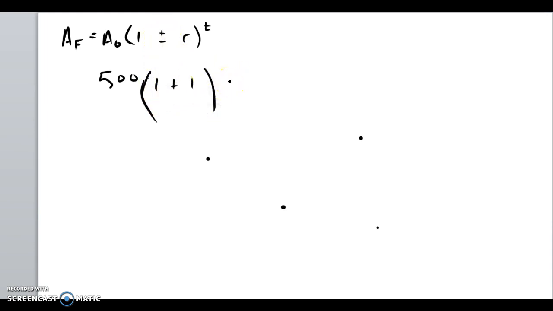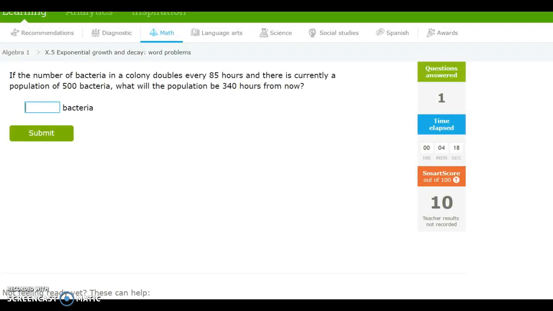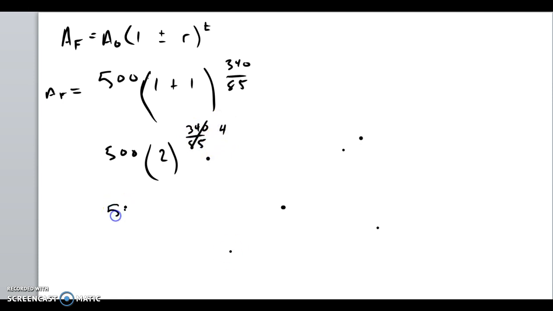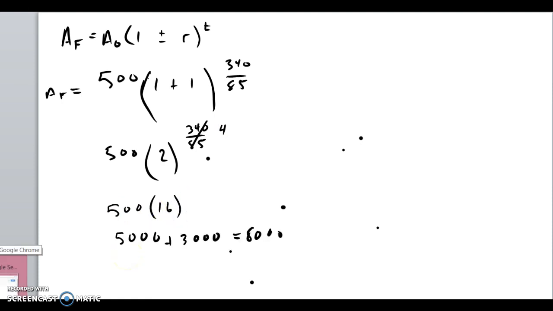And we are going to figure out how many times it doubles. So after 340 hours, it doubles every 85 hours. So we're going to do 2 to the 340 divided by 85 power, and we're going to get A of F. In other words, 2 to the 340 divided by 85 power, which is equal to 4. So I'm going to strike this, I'm going to write 4 here. Okay, so 2 to the 4th power is 16, so our answer is going to be 500 times 16, which is 8,000.